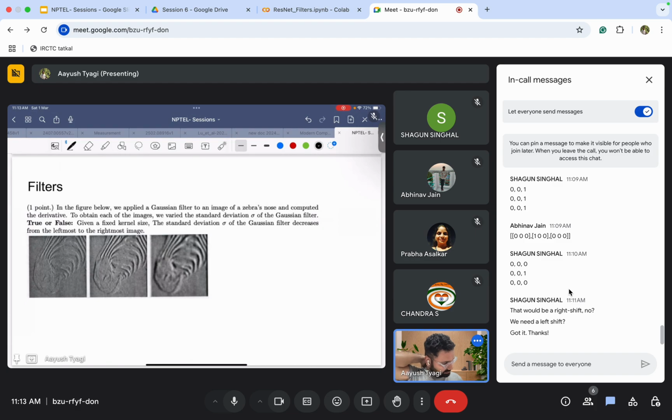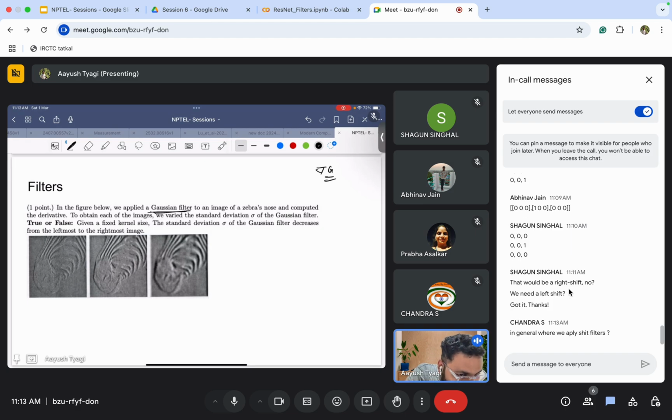So this is some other question, right? What we are doing here is applying Gaussian filtering, and then computing the gradient after applying the Gaussian filtering. The Gaussian filter basically smoothens out the things, right?